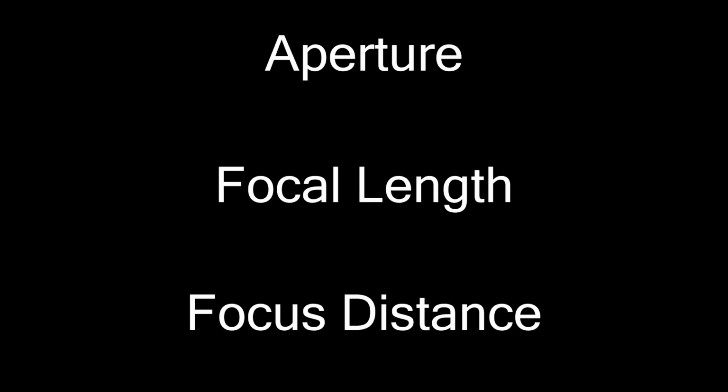A large depth of field, where most or everything is in focus, is called deep focused, and a small depth of field, where only certain things are focused, is called shallow focus. Balancing depth of field relies on 3 key elements: aperture, focal length, and focus distance.